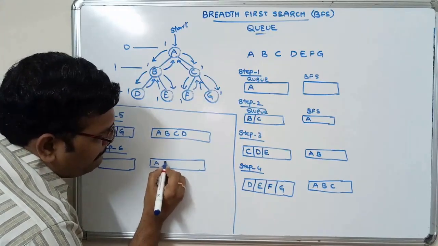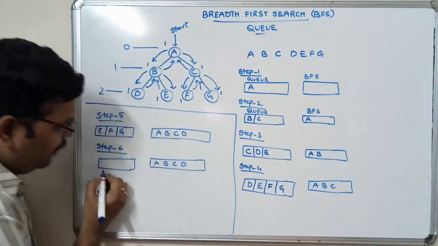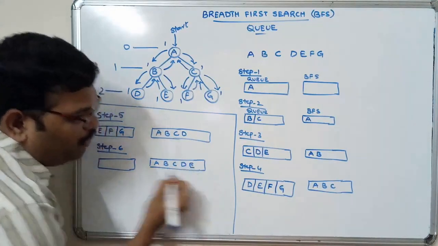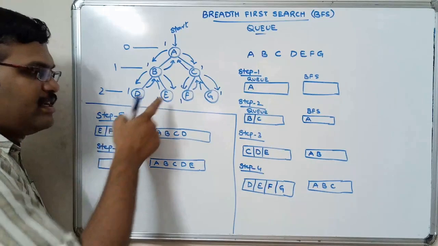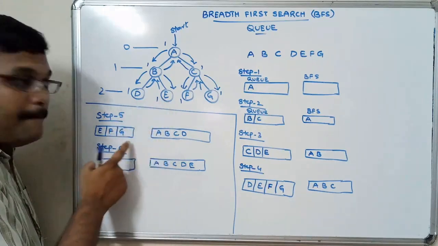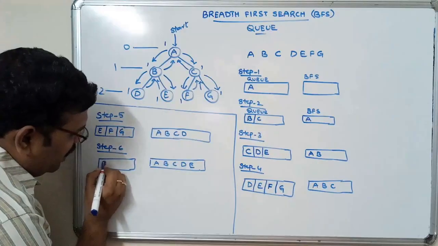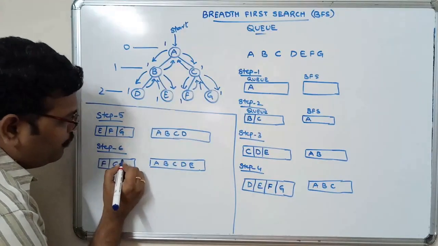So A, B, C, D, and remove the element. So element is removed from the front end. So E will be removed, and we have to insert all the adjacent nodes of E into the Q. So what are the adjacent nodes of E? There are no adjacent nodes. Ignore. So there are only 2 elements in the Q.